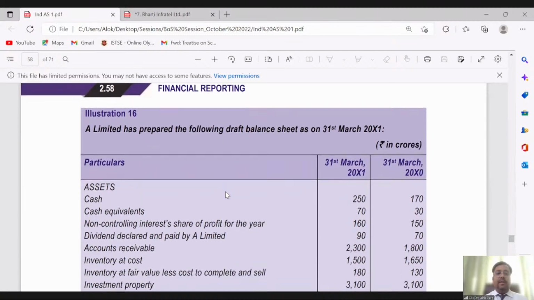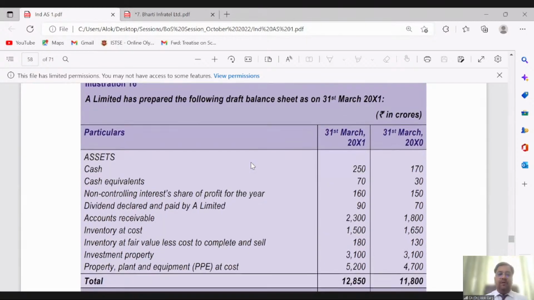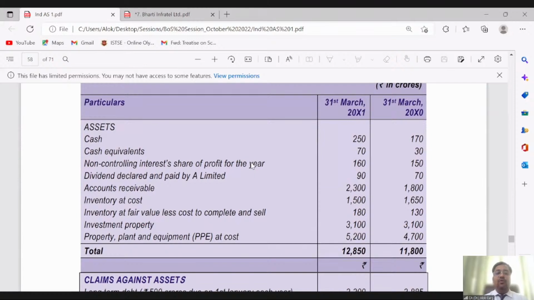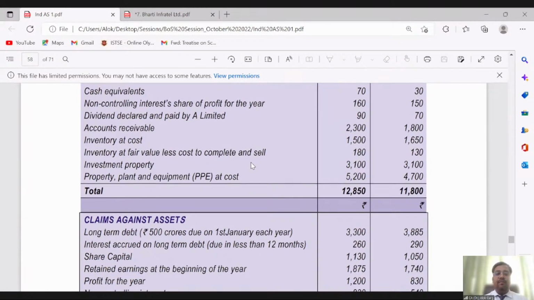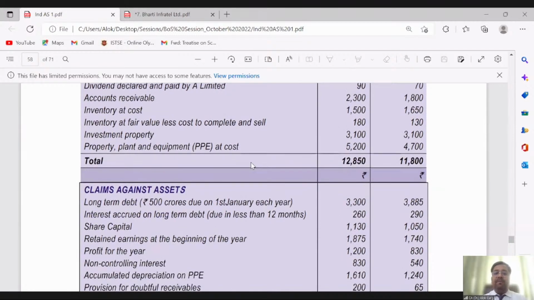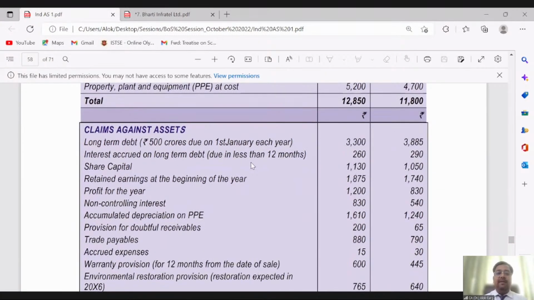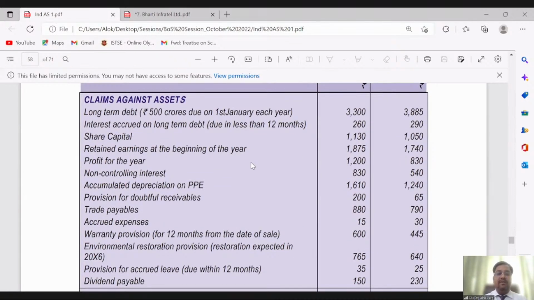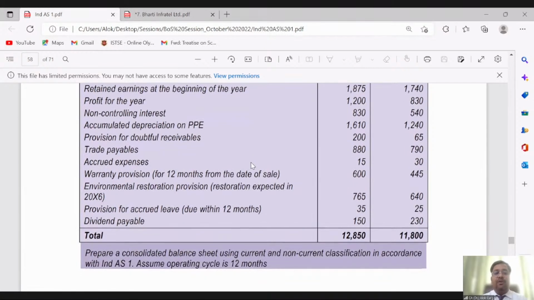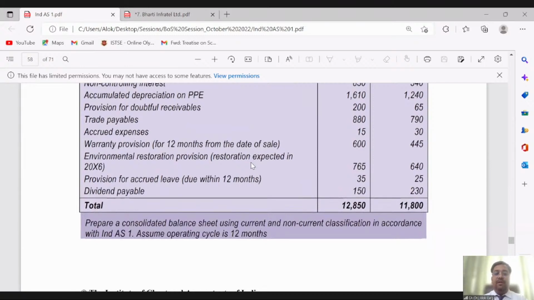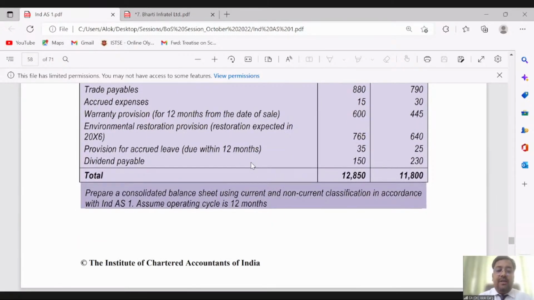So friends, A Limited has prepared illustration number 16. I hope it is visible. A Limited has prepared the following draft balance sheet as on 31st March 2001. Assets: cash equivalent, non-controlling interest, share of profit for the year, dividend declared and paid by A Limited, accounts receivable, inventory at cost, inventory at fair value, investment property, PP at cost. Claims against the assets: long-term debt, interest accrued on long-term debt due in less than 12 months, share capital, retained earning, profit for the year, non-controlling interest, accumulated depreciation, provision for doubtful debt, credit payable, accrued expenses, warranty provision for 12 months from the date of sale, environmental restoration provision, provision for accrued leave due within 12 months, dividend payable. Prepare a consolidated balance sheet using current and non-current classification in accordance with Ind AS 1, assuming operating cycle is 12 months.